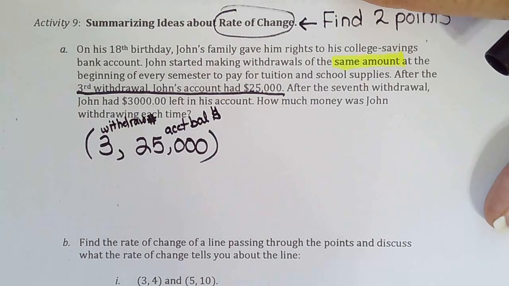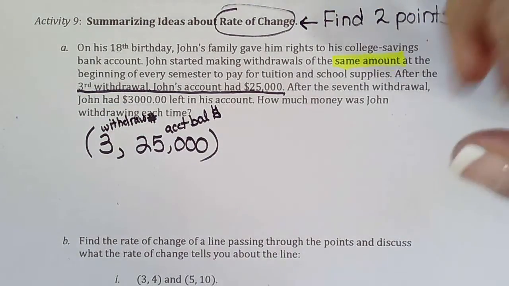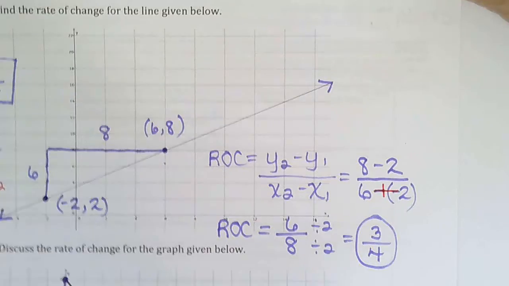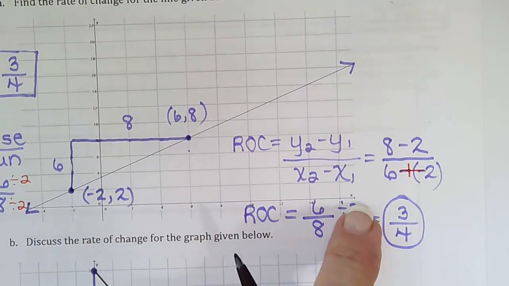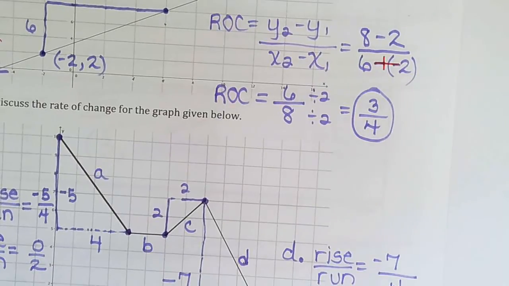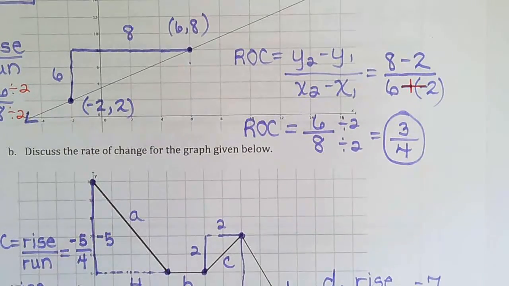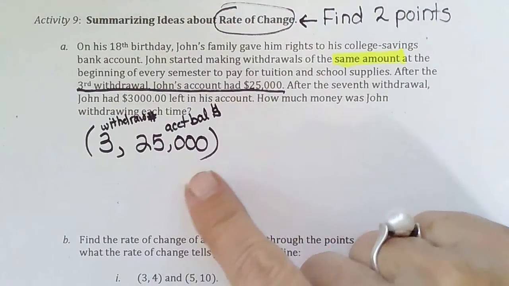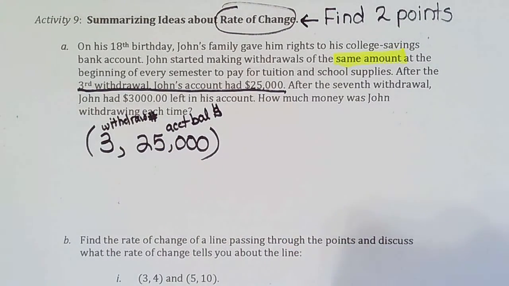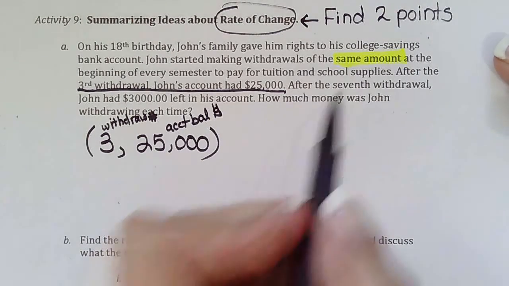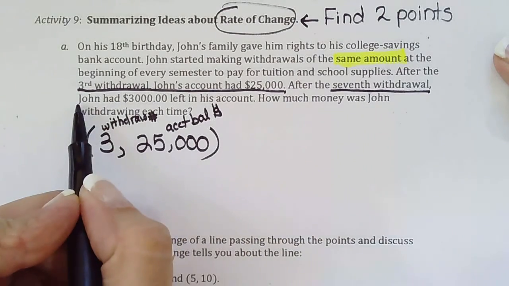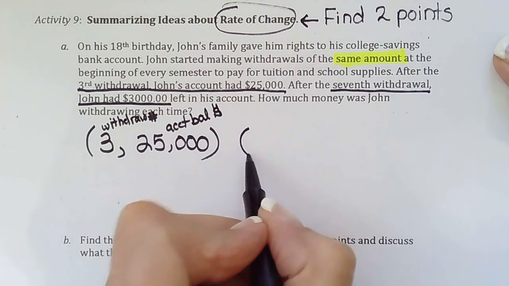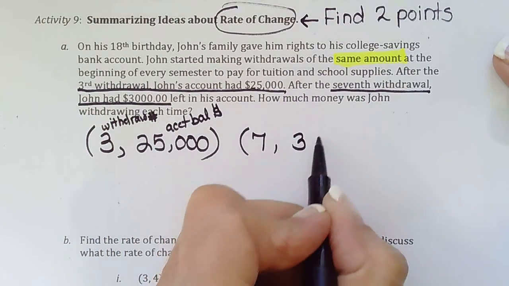Remember, whenever we talk about rate of change, we need a label on it. On the last graphs, I've had students in class ask, why didn't you label these y per x? Well, I looked at the axes, and the axes didn't have any labels on them, so that's why I couldn't label them y per x. But these have labels, so our rate of change not only has to be a simplified fraction, it needs to be labeled y per x. So seventh withdrawal, $3,000.